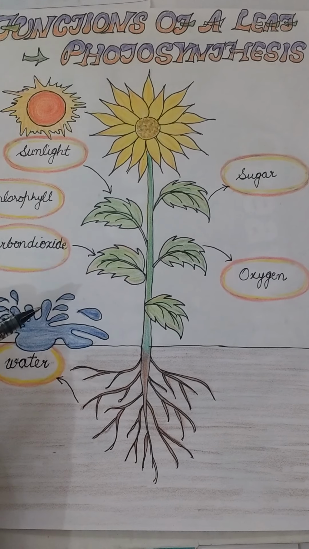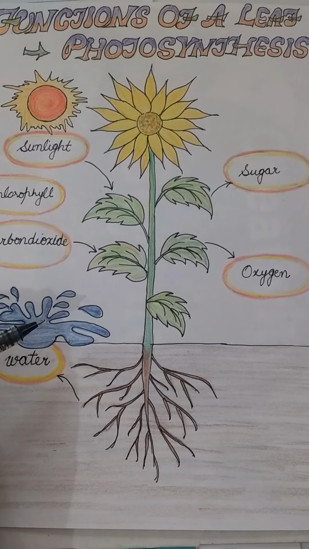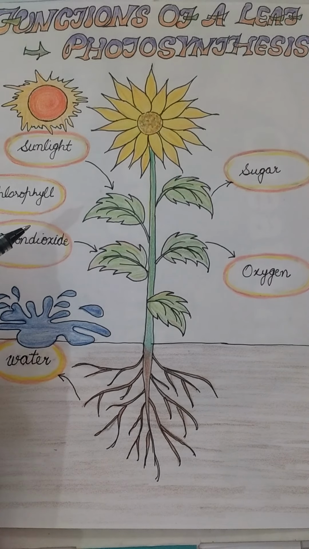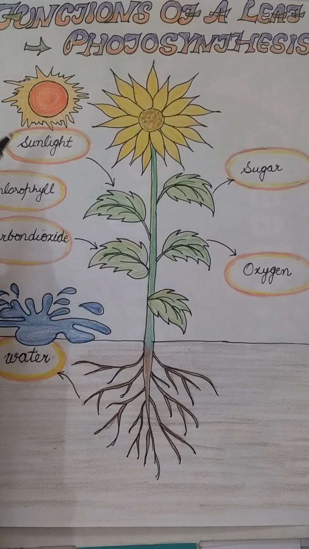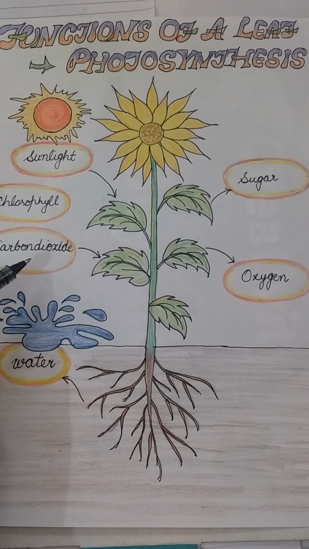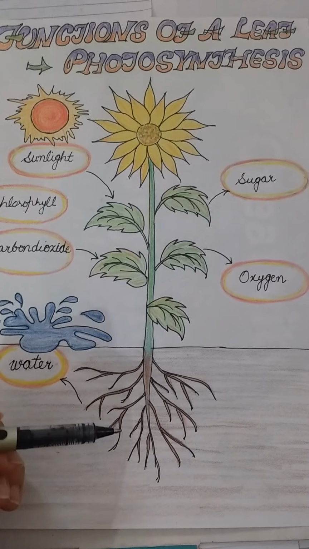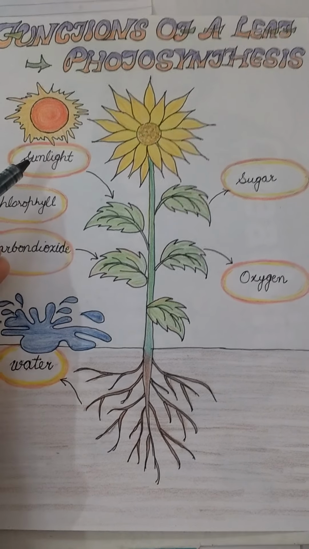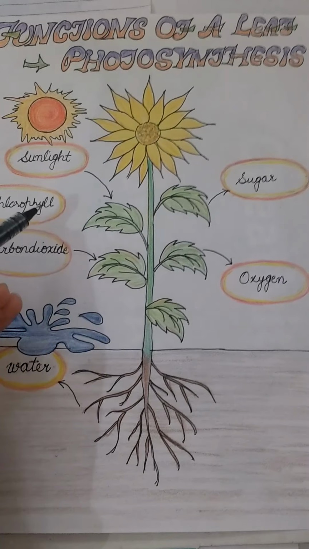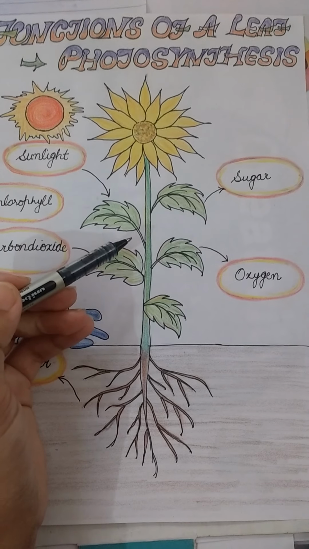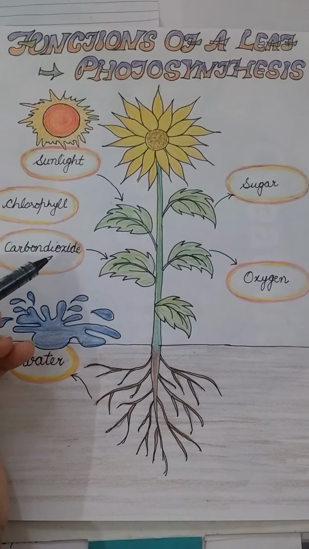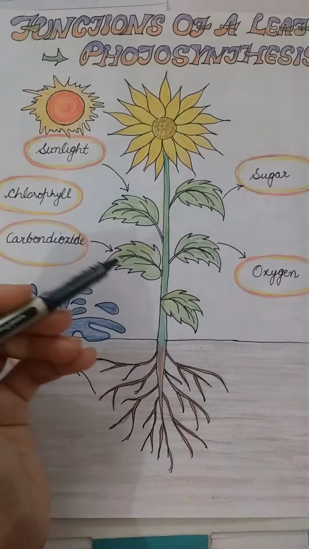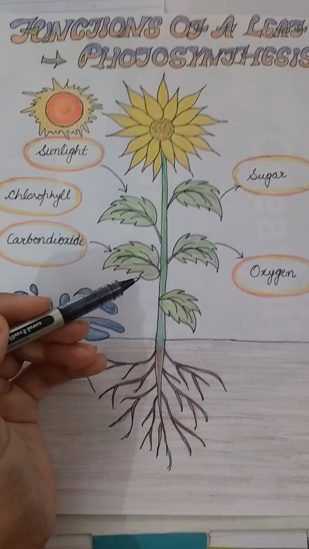Well, this was all about the process of photosynthesis. Again, I am going to repeat it. There are 4 requirements of the plants: sunlight, chlorophyll, carbon dioxide, and water. Water is absorbed by the roots from the soil. Sunlight is absorbed by the chlorophyll. Chlorophyll is a green pigment present inside the leaves of a plant. And carbon dioxide is a gas that is absorbed by the stomata present on the under surface of the leaves.